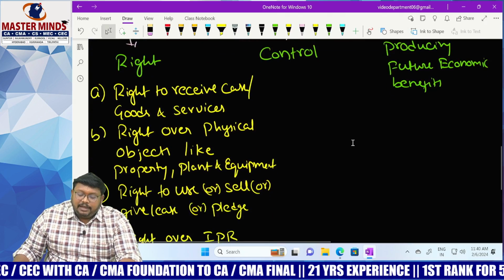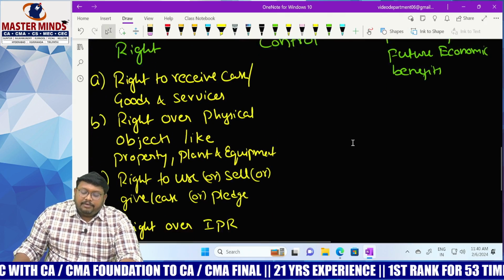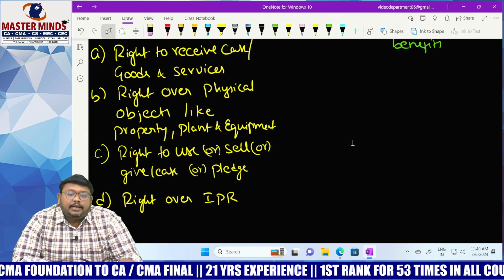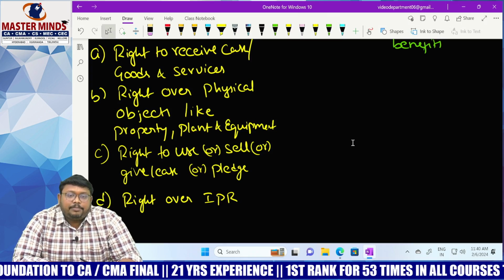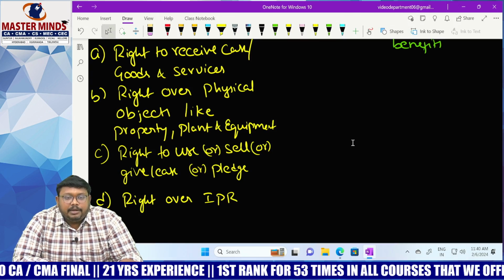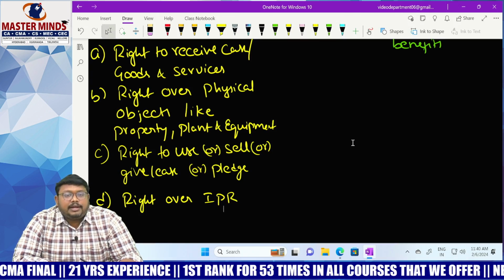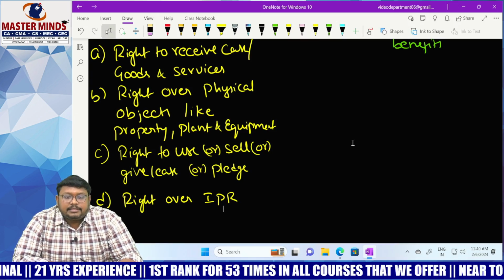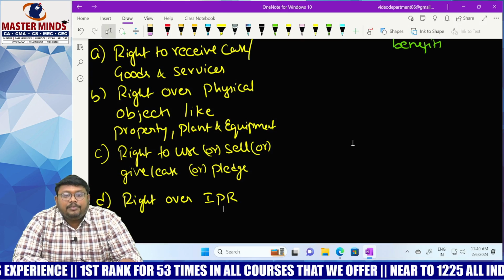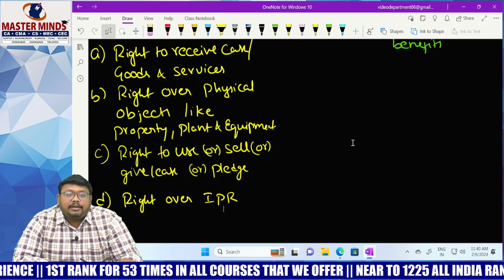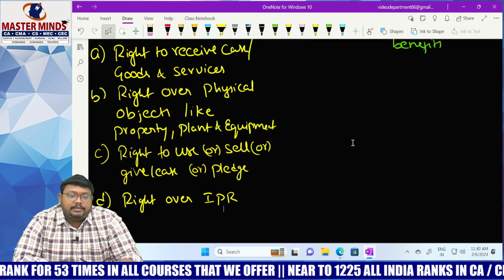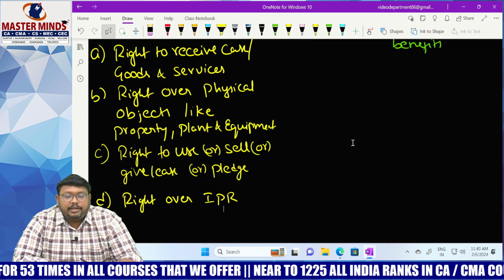So what are the rights we have on the asset? Here we have the right to receive the cash, it is an asset. Right to receive goods and services, it is an asset. You have a right over the physical objects like property, plant and equipment. If you purchase the plant or the equipment and you are the owner, you have all the rights against that asset. You have the right to use the asset, to sell the asset, to lease the asset to other parties, and to pledge the asset while acquiring loans.